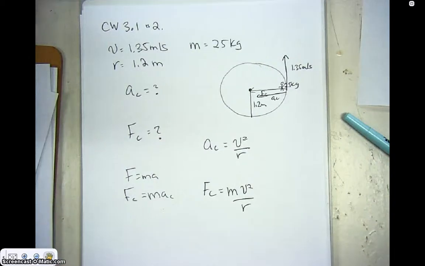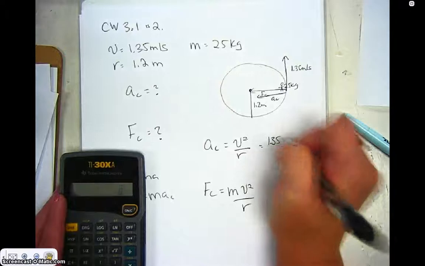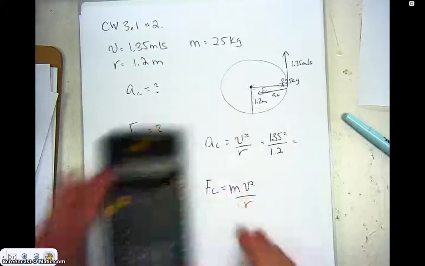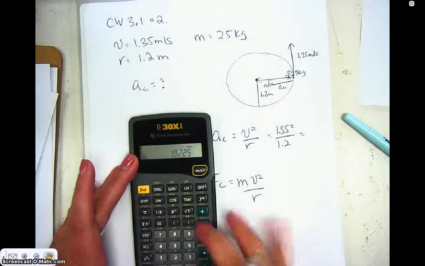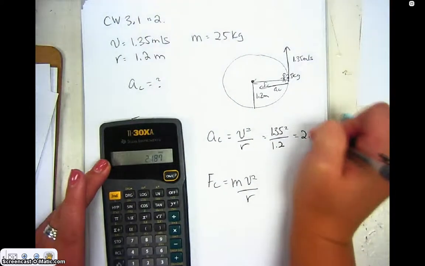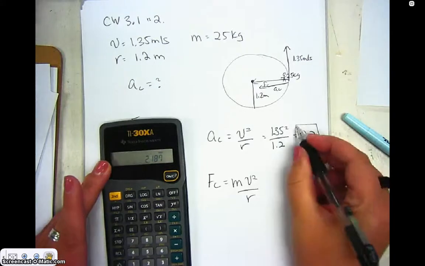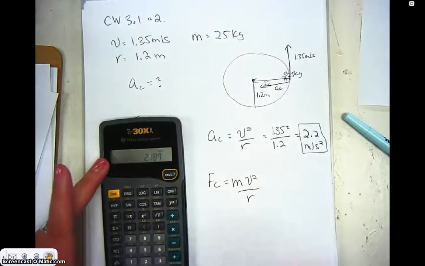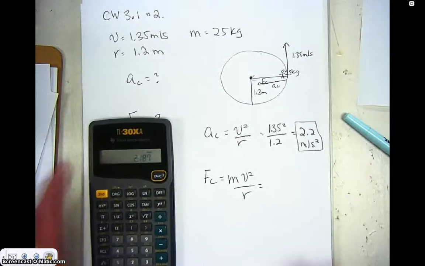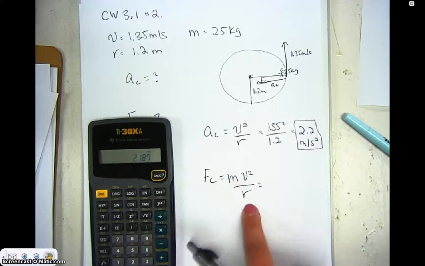Let me find myself a calculator here. So v is 1.35 squared over the radius, which is 1.2. So that will give me 2.2 meters per second squared. This is the unit for acceleration. Okay, which a lot of people have been getting mixed up on their tests, which is why I point that out. And then centripetal force would be mass times this.